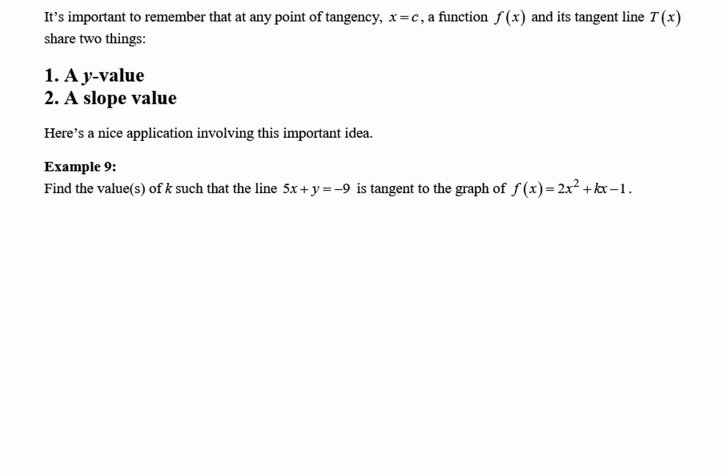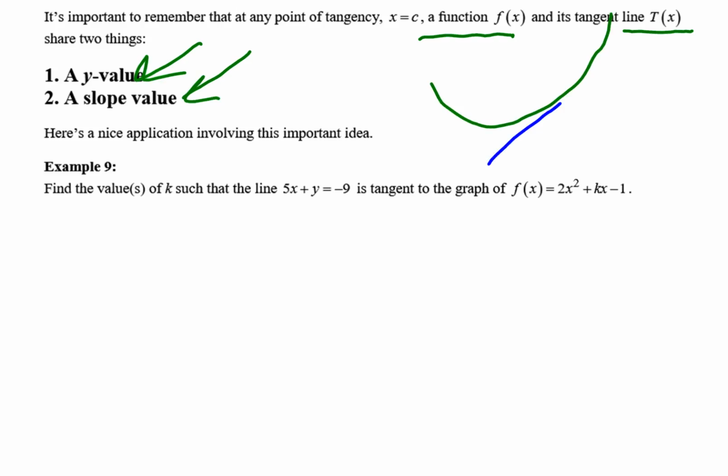But remember, when you're finding a tangent line equation, you only need two things. When the tangent line and the function intersect, they have two things in common. They have a y value in common and they have a slope value in common. So if you have this equation and you have this tangent line, at this point where they intersect, they have an x and a y value in common, and they have a slope. Okay? We need to find the values such that this is tangent to the graph of f of x.